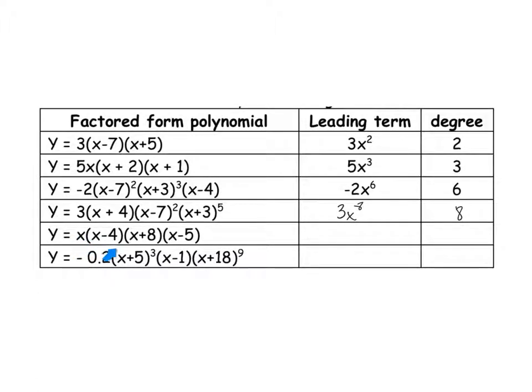Once here, once here, once here, and once here. So 1, 2, 3, and 4. I have no a value other than 1, so that would be 1x to the 4th, or just x to the 4th with a degree of 4.